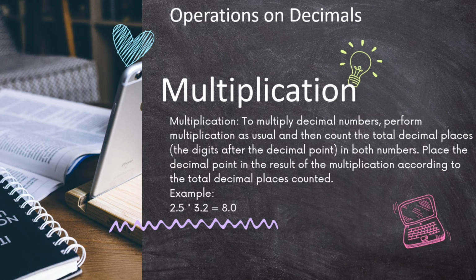Multiplication. To multiply decimal numbers, perform multiplication as usual and count the total decimal places, the digits after the decimal point in both numbers. Place the decimal point in the result of the multiplication according to the total decimal places counted. Example is this.